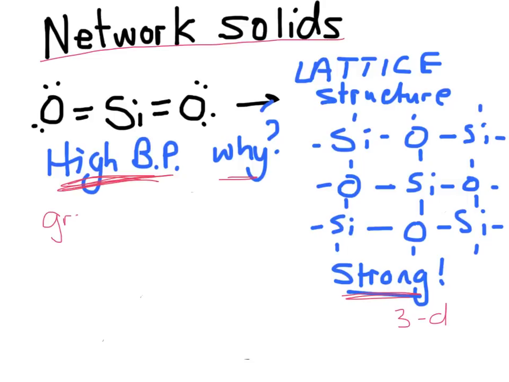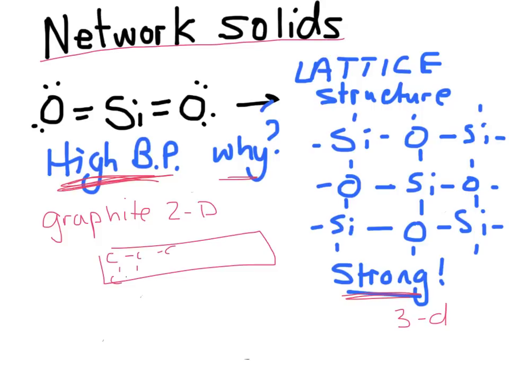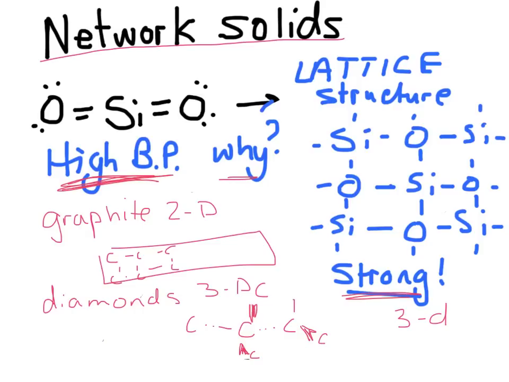There's graphite, and graphite actually arranges itself in two dimensions, so it's more like a sheet that has a bunch of carbons that are interconnected on this sheet. Okay, and we also have diamonds, and diamonds are three-dimensional, and carbon atoms come out of the plane and attach to a carbon, go back into the plane, attach to a carbon, come back out, attach to a carbon. So they're very 3D.